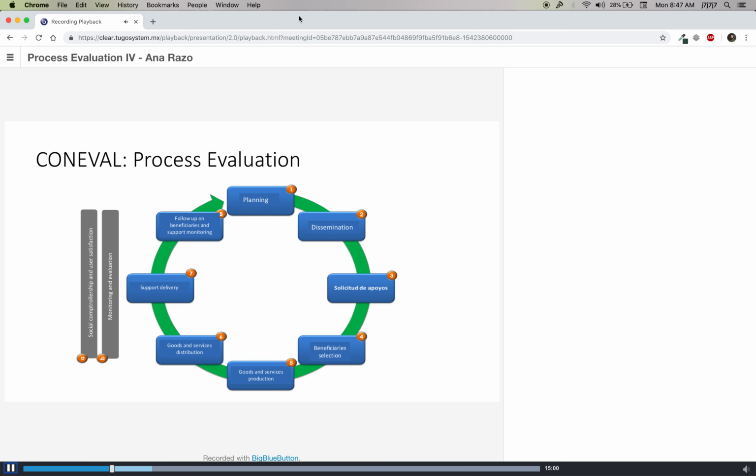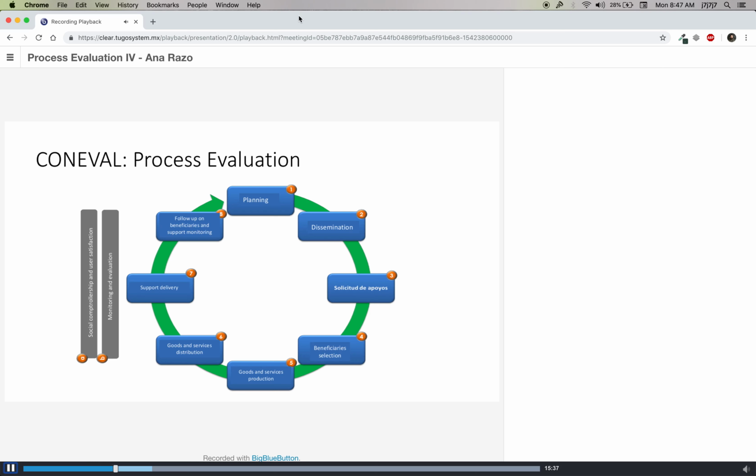A fourth section or part has to do with the beneficiary selection, what is taken into account, and the process. Another important part has to do with goods and services production and assessing how this is done. Also, the goods and services distribution, how they reach the beneficiaries, and also how we monitor a support delivery and how we follow up on beneficiaries and support monitoring.